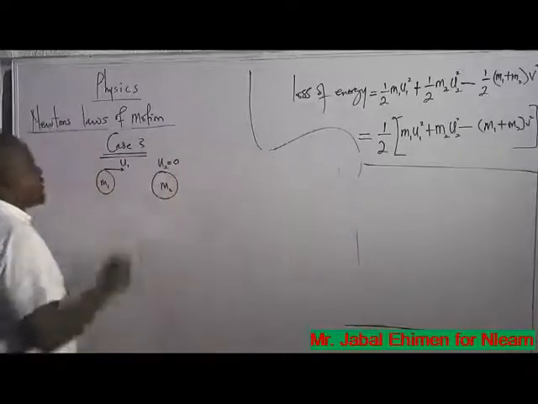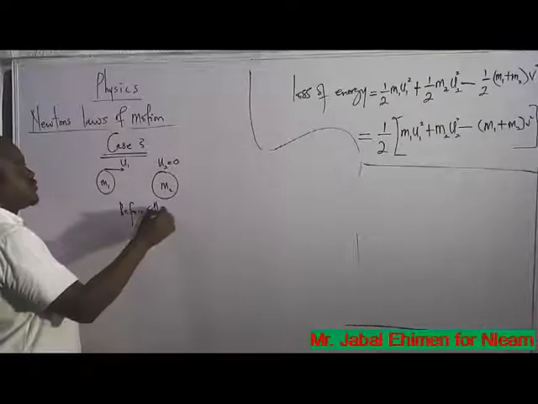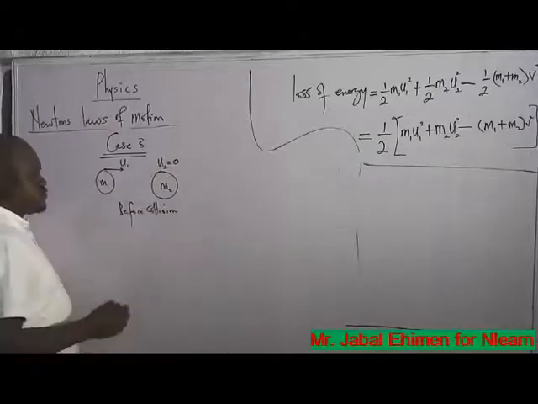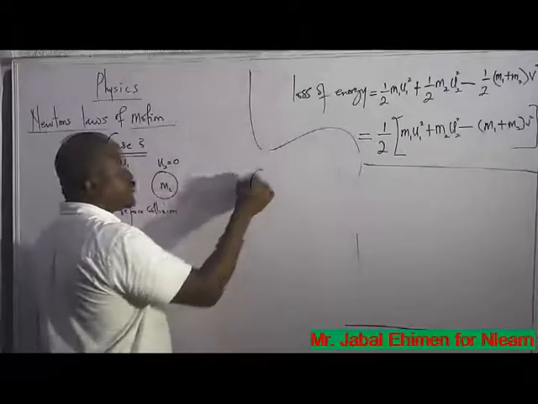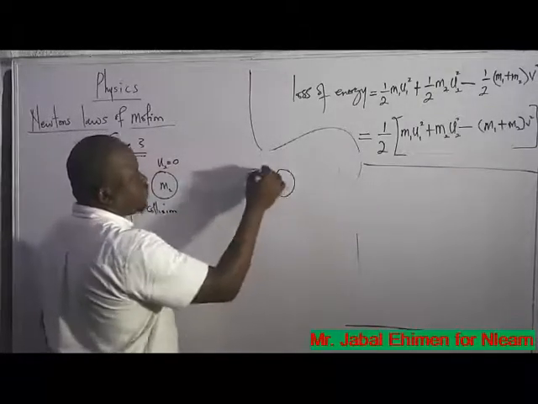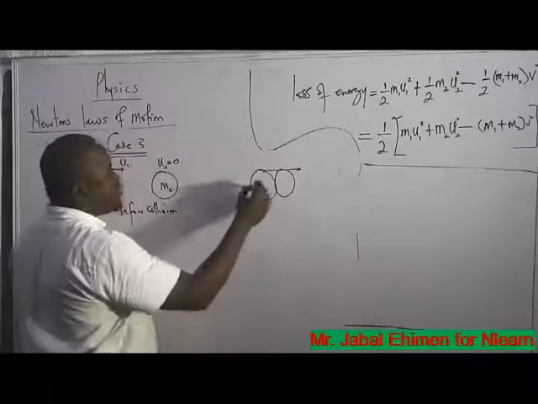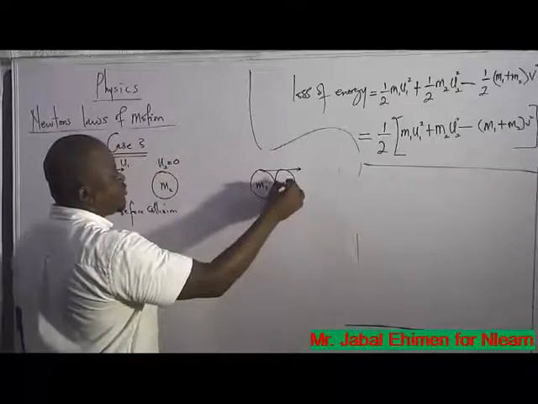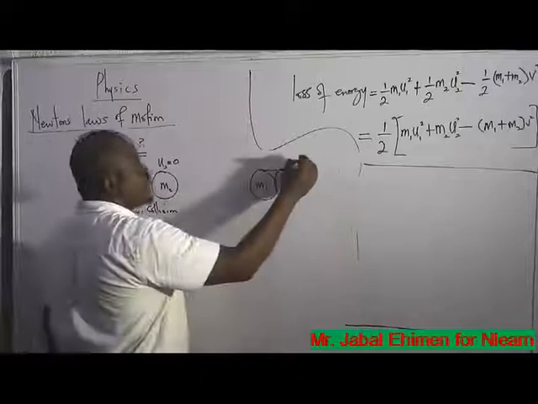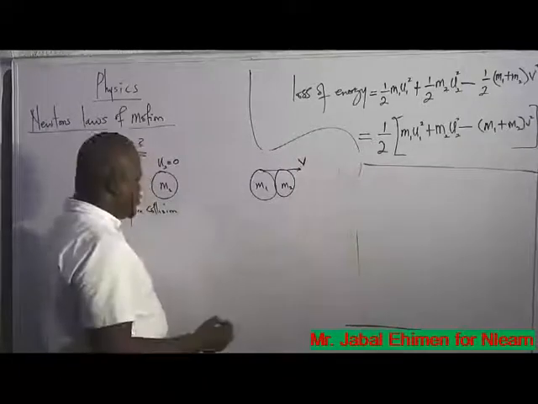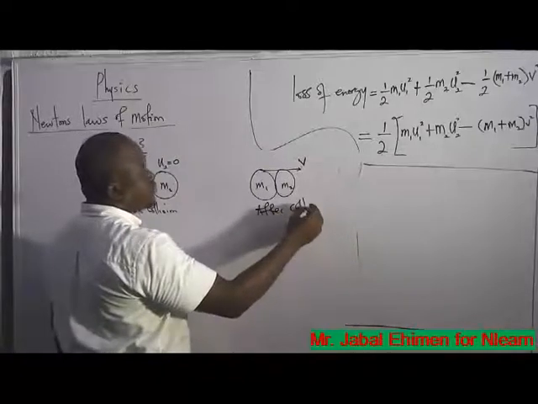Good. Now, this is before collision. So after collision, what happens? If these two bodies now stick together, it's a common case. You still have M1 and you have M2. If these two bodies stick together, they will move with a common velocity. Now, this is after collision.